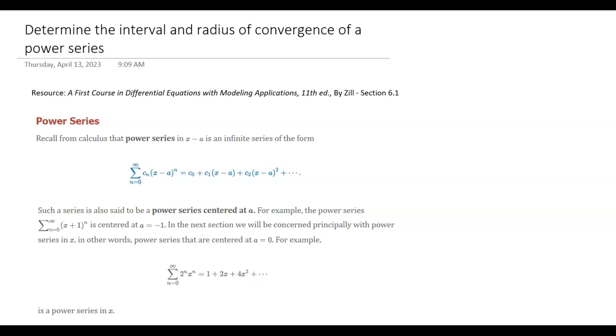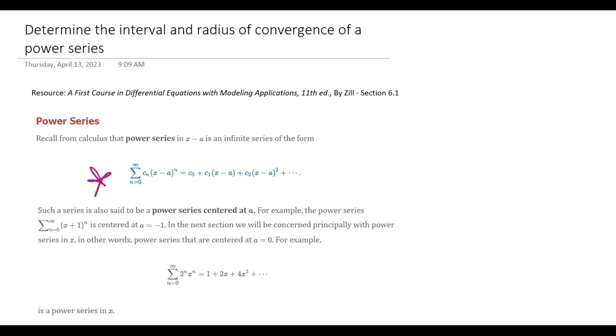All right, so power series is a topic that is covered in Cal 2 for the most part, but this is just a little quick recall of that information. So a power series is an infinite series centered at a if it follows this form right here.